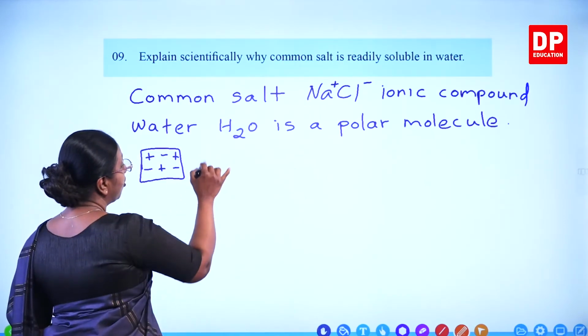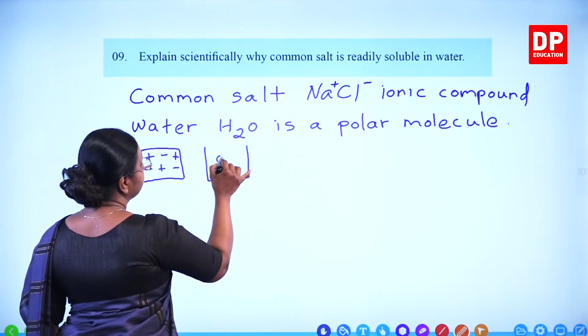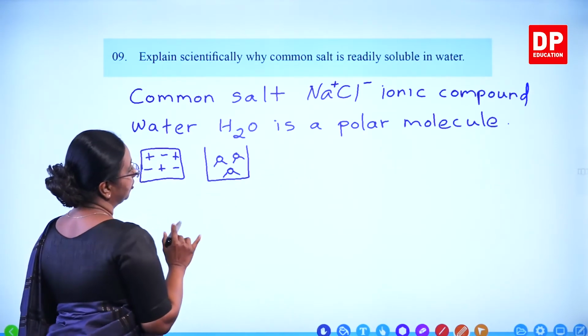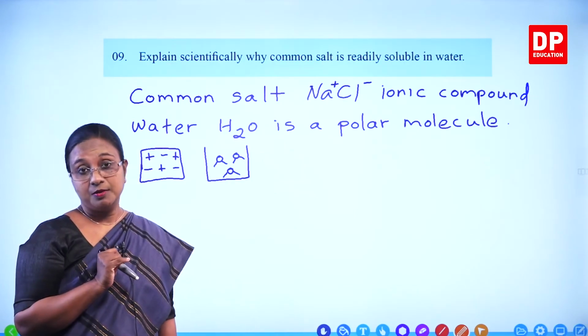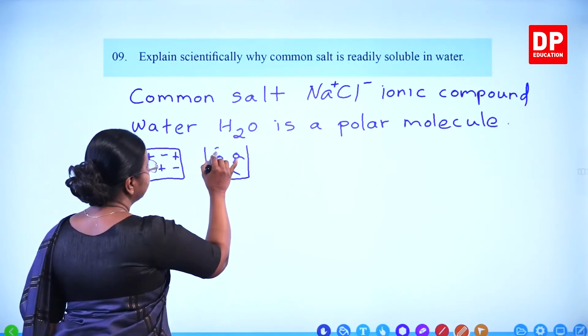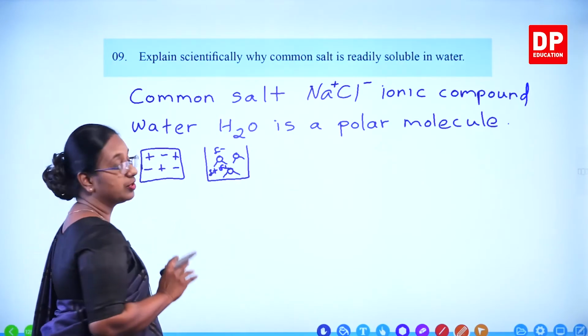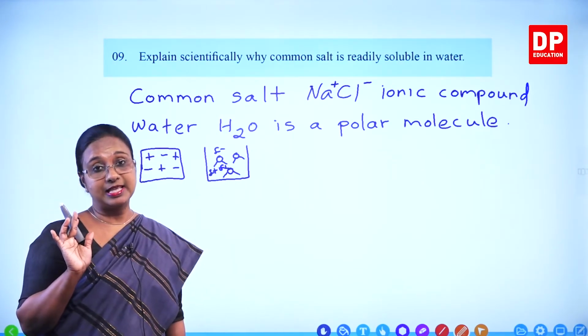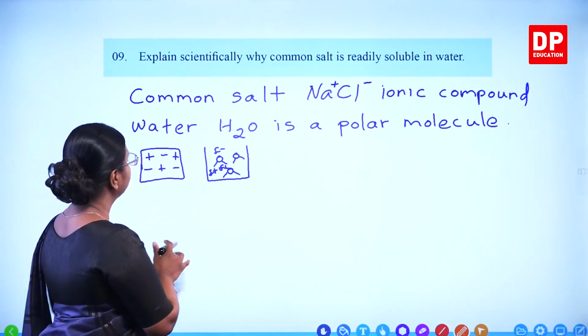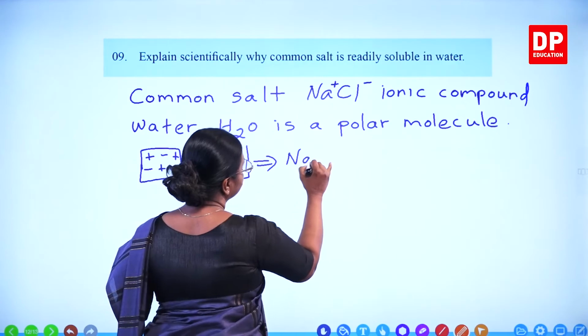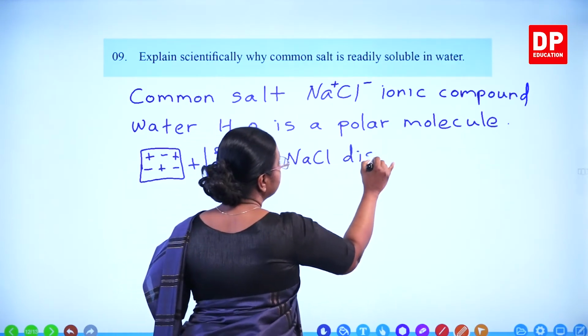And if you take water, they exist as the angular shaped molecule, but they have poles. Why? This has a delta negative pole, this has delta positive. So the polarity is there. When you mix them together, that is sodium chloride dissolves in water.